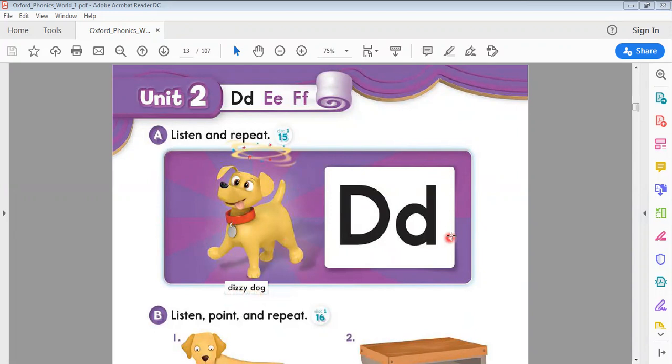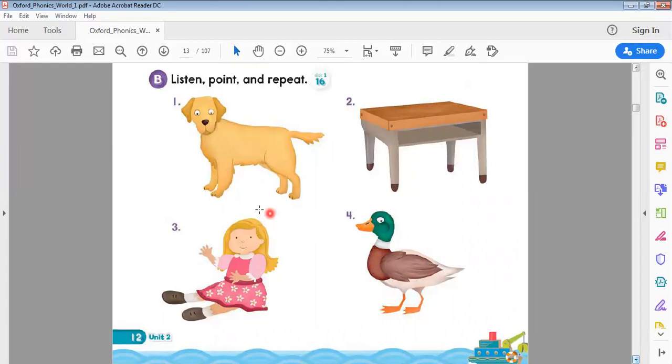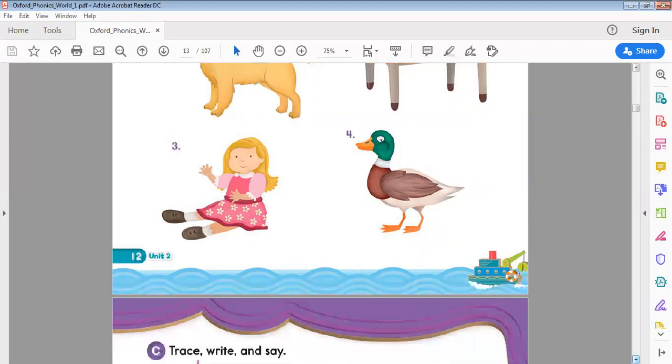Excellent. Let's move down a little bit and see more pictures, starting with letter D. So the first picture here, yes, dog, d, d, dog. And picture two, d, d, desk, desk. And picture number three here, d, d, doll, doll. And picture four, d, d, duck. Excellent, amazing. So now we learned the letter and its sound, and we knew some pictures starting with letter D. Let's move down a little bit and see here.